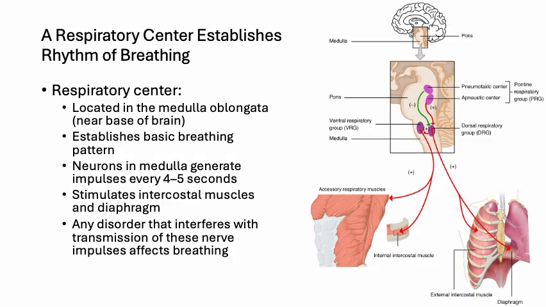The rhythm of breathing comes from the medulla oblongata. Neurons here send impulses every few seconds to stimulate breathing muscles. If these signals are disrupted, breathing becomes impaired. This shows us just how critical neural communication is for something we often take for granted.